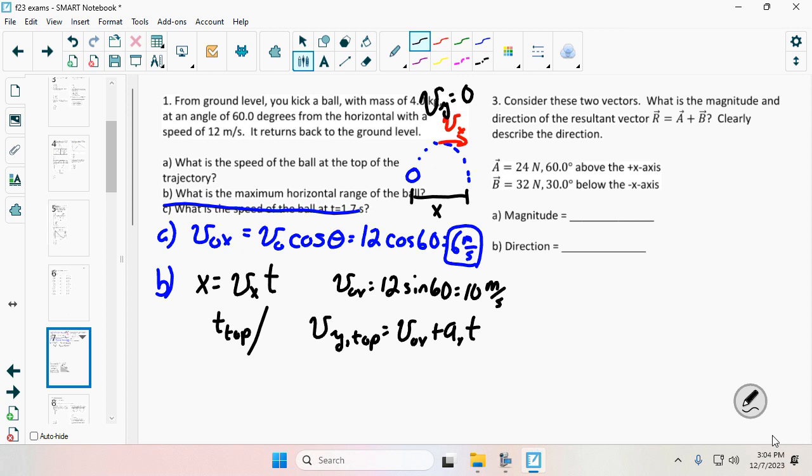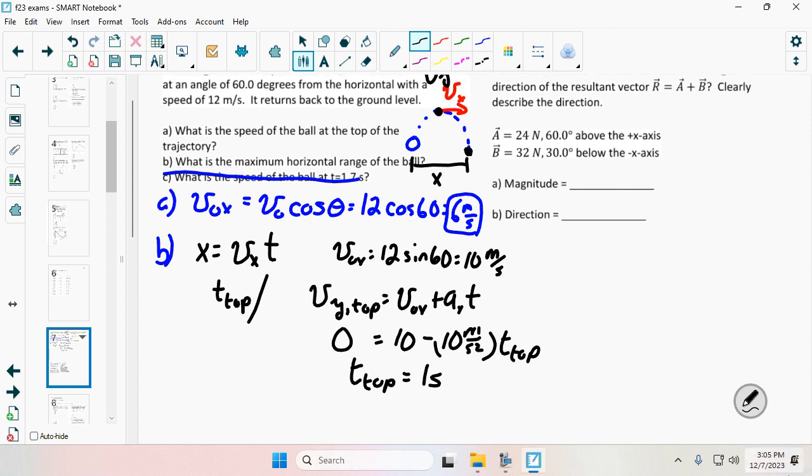So now I have everything I need to find the time. I say 0 is equal to 10 minus, this is 10 also because it's meters, the acceleration due to gravity, which is 10 meters per second squared, times t top. And then I solve that for t top. Say t top is 1 second. That means at the top of the trajectory right here, t is equal to 1 second. That means that over here, t, of course, is 2 seconds. So the t total is 2 seconds.